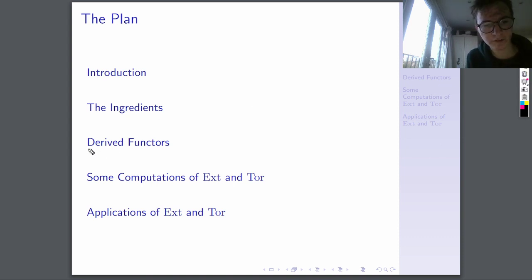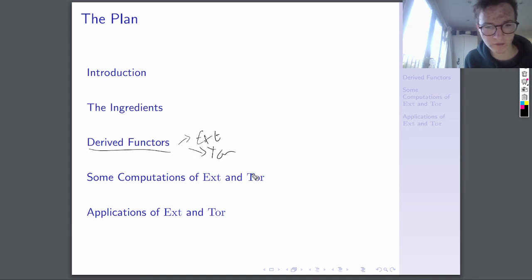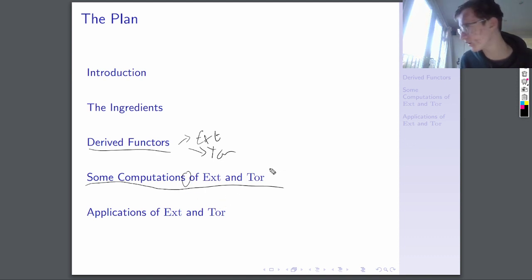Then derived functors, so we'll see that Ext and Tor will be defined in this section because they are both derived functors. Some computations. Now, computations plural is a bit misleading because I've only got one computation of each. Again, that's just because I didn't have time to write any more.